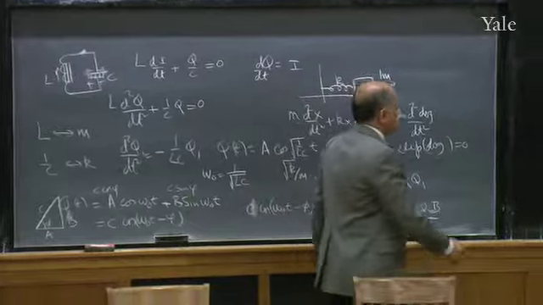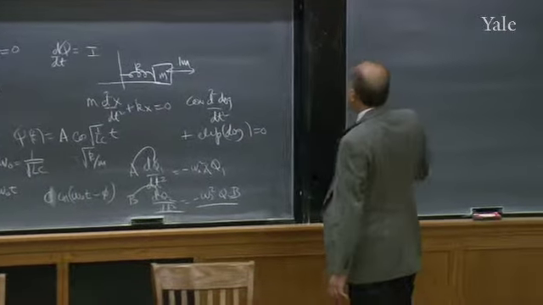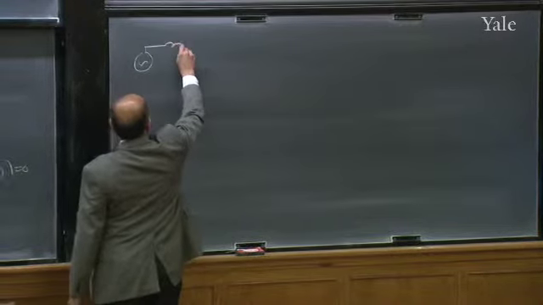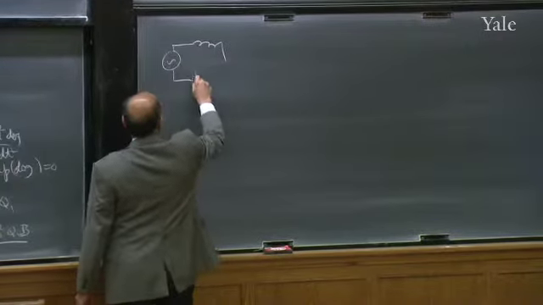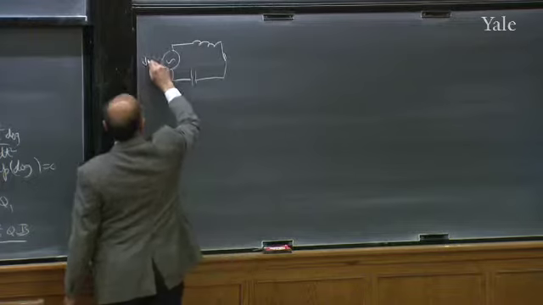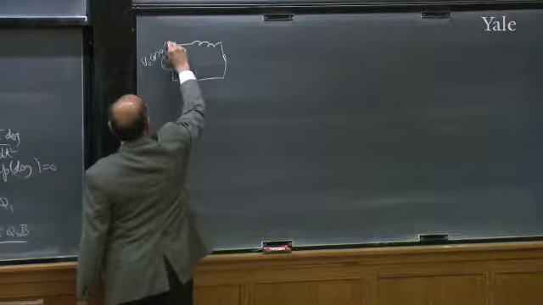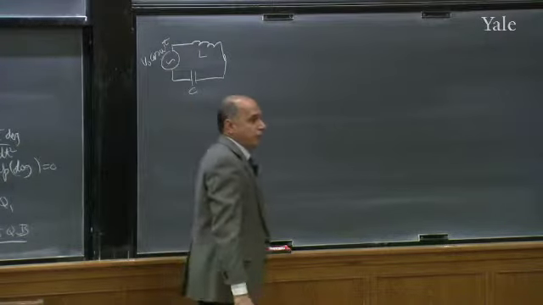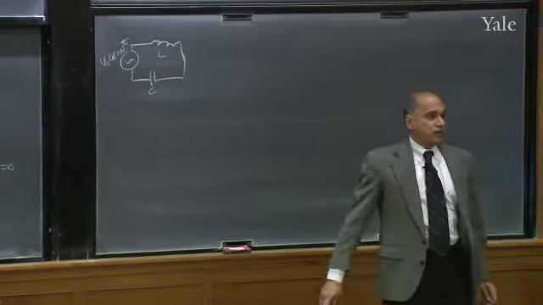All right. So now we do another problem. We put an alternating voltage on these guys. So this is V0 cosine omega t, and this is C, and this is L. Now we ask, what's the current?